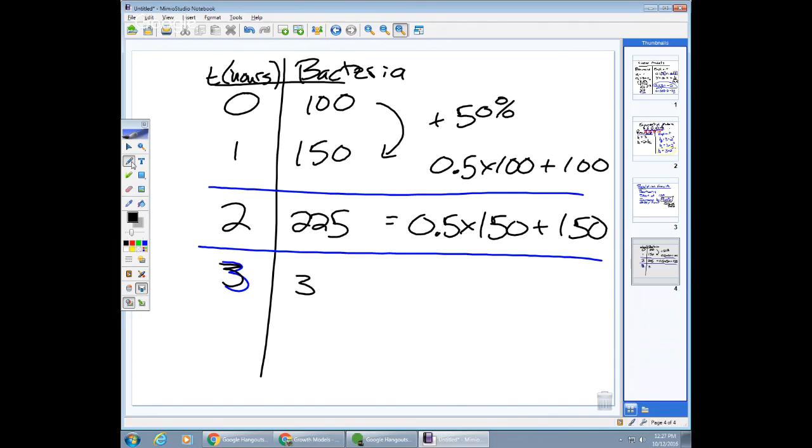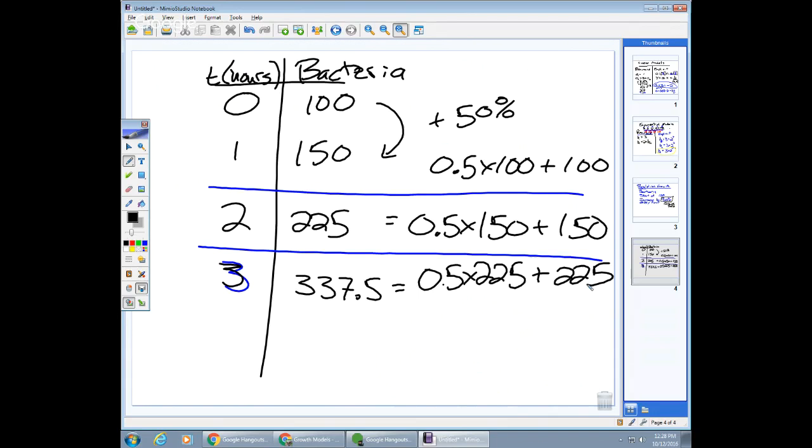What happens when you add that back on? 337, oh yeah, I can't add, 337.5, there we go, is my new amount. How did we get that? Same thing we just described. We take 50% of the previous number and we add on the previous number. So a spreadsheet would make this much easier.